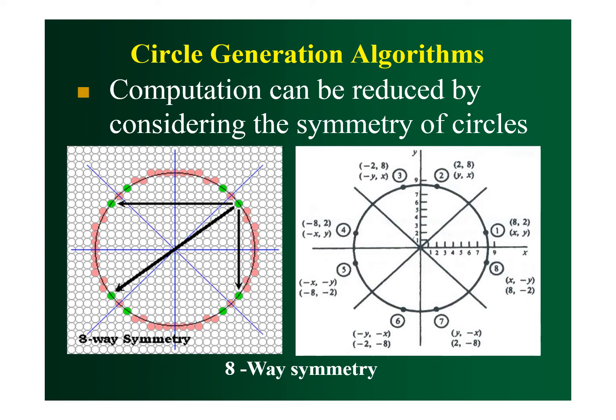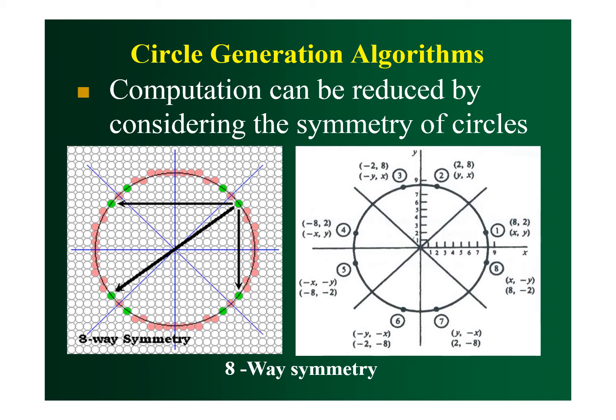Computation can be reduced by considering the symmetry of circles. As I previously told you, we can use an eight-way symmetry of the circle to generate it. We can choose eight symmetries, or four symmetries, or six symmetries, and by that we may end up with a generalized circle. So that's the basic idea.